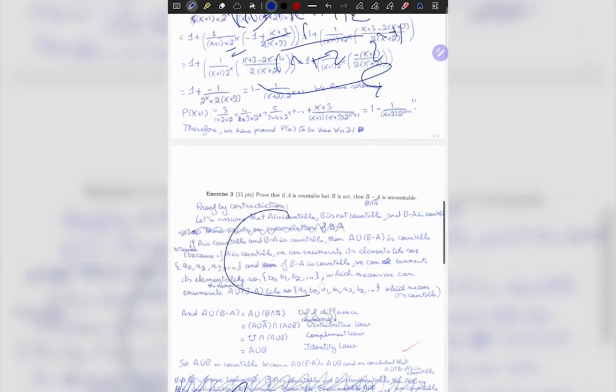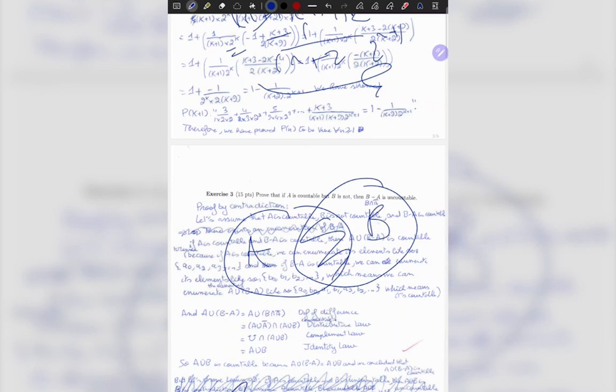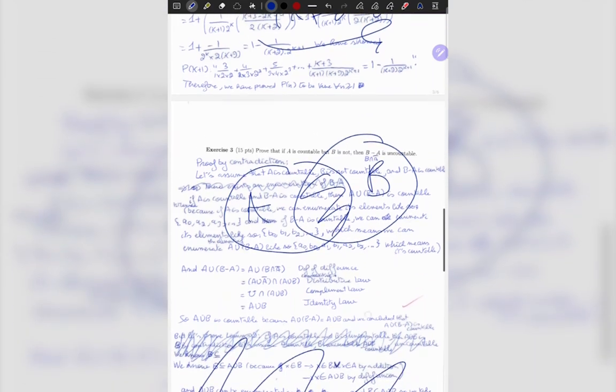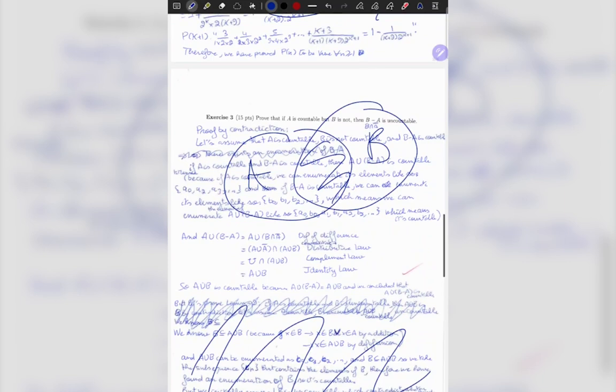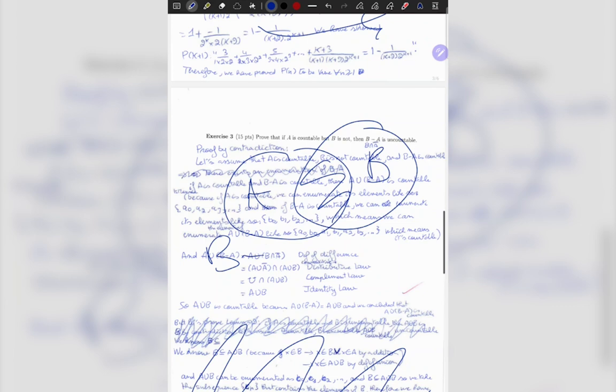So basically we have A, which is countable, and B, which is not, and then we're going to do B minus A. So we're going to remove A from B. We want to show that this is still uncountable. Okay, so let's try to do this by contradiction. Assume that this is indeed countable.